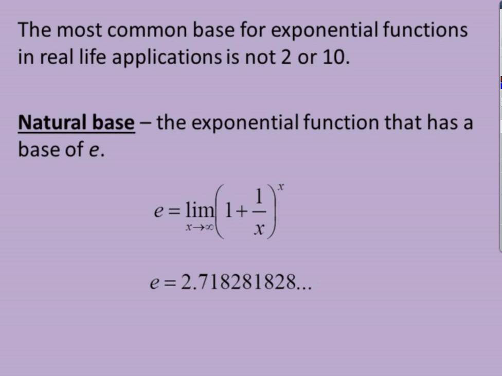E is another number like pi. It's an irrational number that continues on forever. It is approximately 2.718281828, and that pattern will continue. And we reach e if we look at the limit as x approaches infinity. So we're looking at the function on the right. It's the value of 1 plus 1 over x, to the x power. As larger and larger values of x are plugged in, it's going to get you closer and closer to the actual e value.